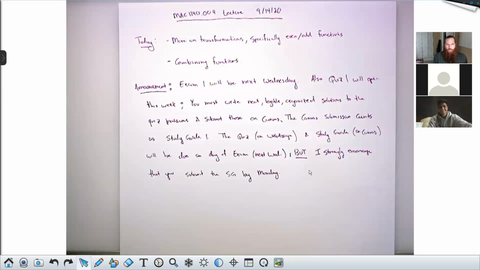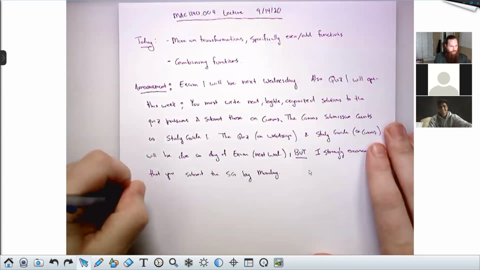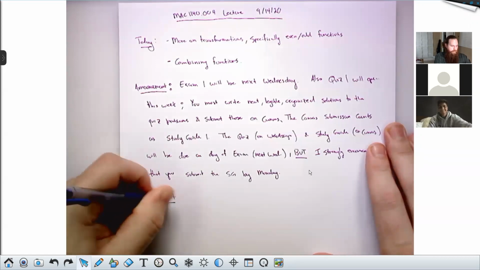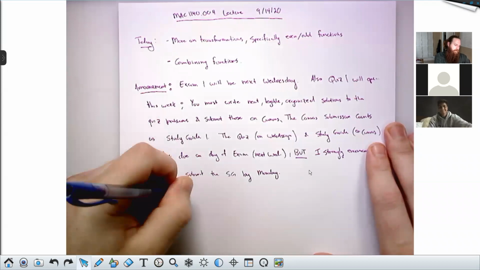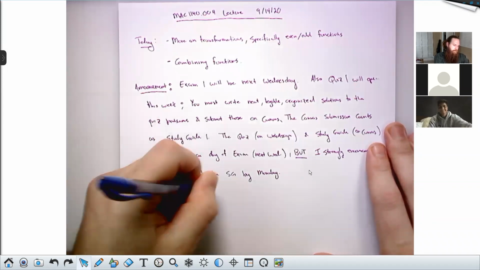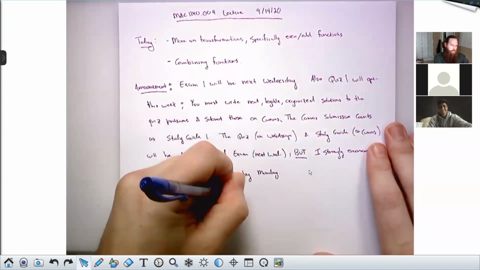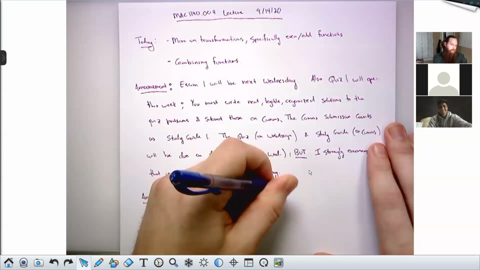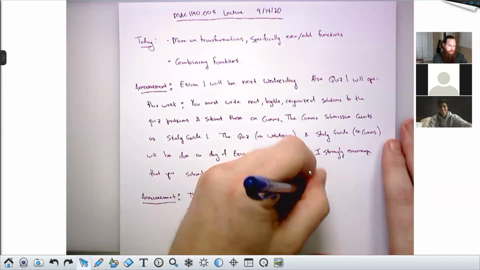I'm not sure what we mean by on webcam. It's not going to be proctored, if that's what you mean. You won't need the webcam for that, but you will need the webcam for the exam. Right? The exam will be proctored using HonorLock. I'm going to make this another announcement. The exam, not the quiz, the exam will be proctored by HonorLock.